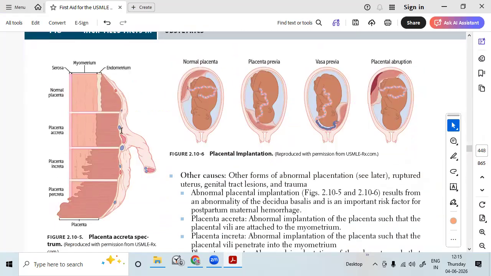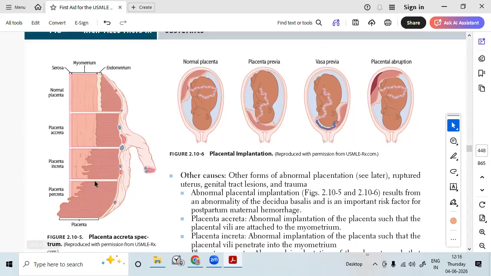Oh, nice. So here you're getting different types of placental implantation. This is a normal placenta, which is on the pole of the fundus. Placenta previa will be somewhere below, near the cervical os. Vasa previa, the vessels are crossing the os. And abruption, there is separation of the placenta from the uterine wall.